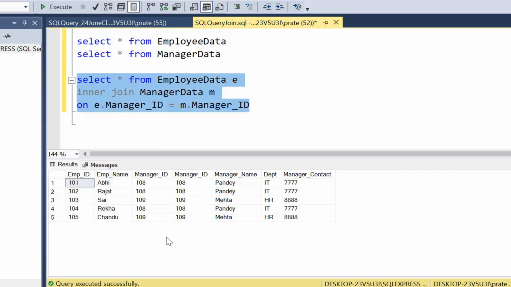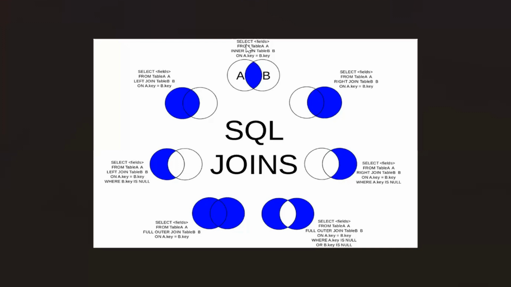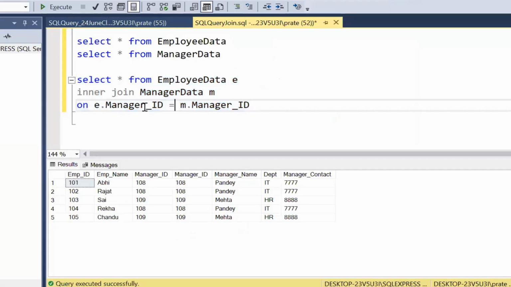Excellent. Now, will you explain what you did and how you achieved this? Here, we need to select fields from table A, then inner join table B on a key. So I've used this syntax only. And what is the purpose of inner join? Whenever someone asks us to give the result which is available in both the tables. Okay, now go to the next. Good.